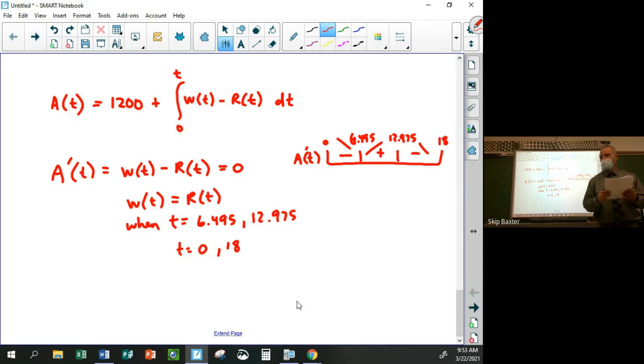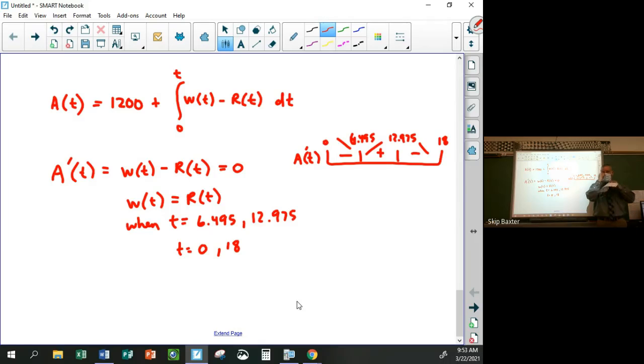Yeah. The sentence here that says, remember a sign chart by itself, and then if I just gave this sign chart and then tested this point and that point, that's not sufficient enough. You have to explain why that's a min and this is a min.